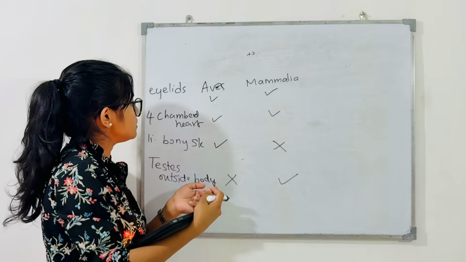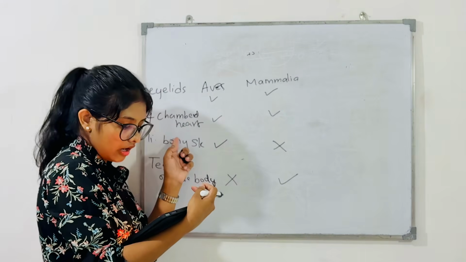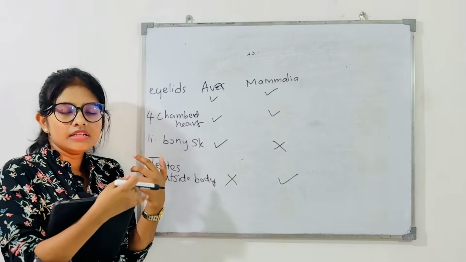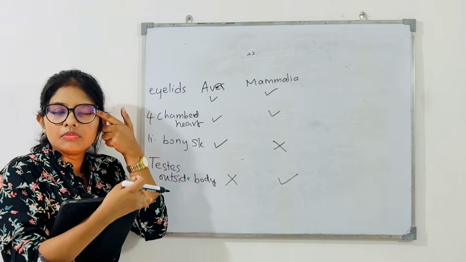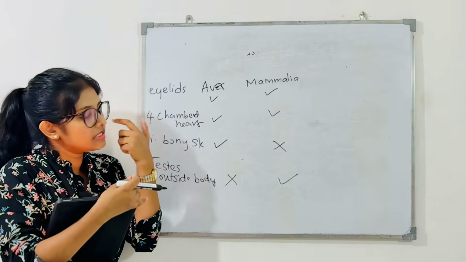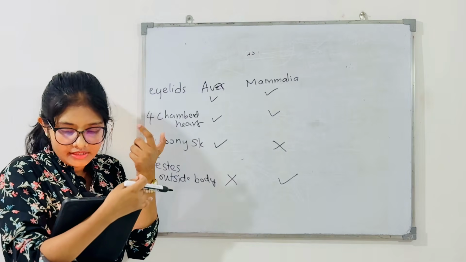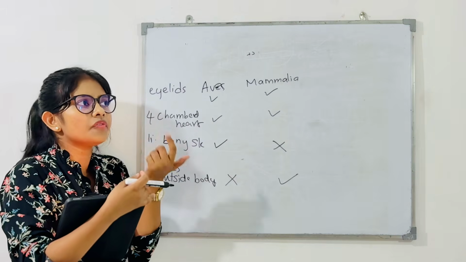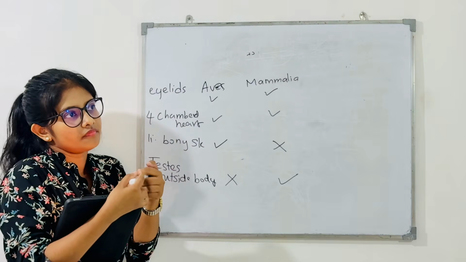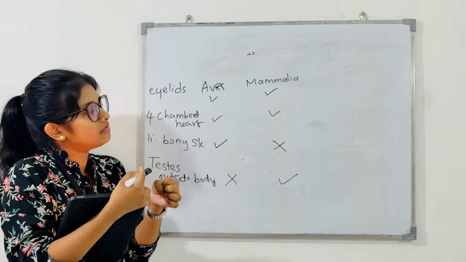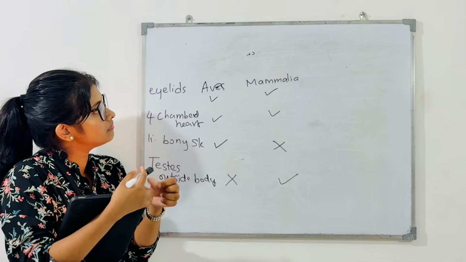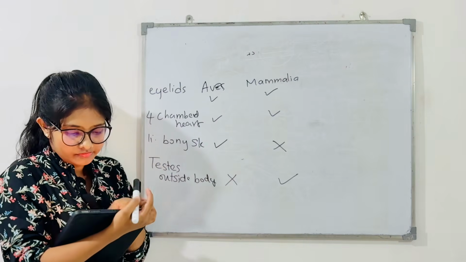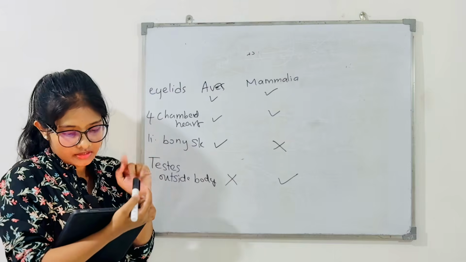So the answer should be the 4-chambered heart or the presence of eyelids. I think you have seen those eyelids of the birds. So birds have those eyelids, right? And as mammals, we also have the eyelids. And the presence of 4-chambered heart. Yes, both of them have the 4-chambered heart. Then both are correct answers. Then we can give the correct answers as the first one and the second one. I will give you the correct marks for the first and second both.